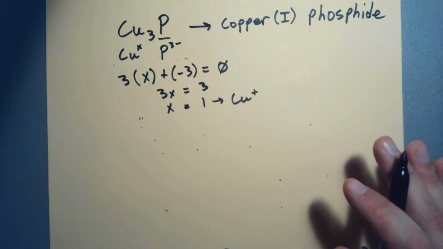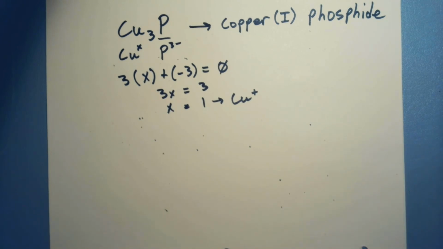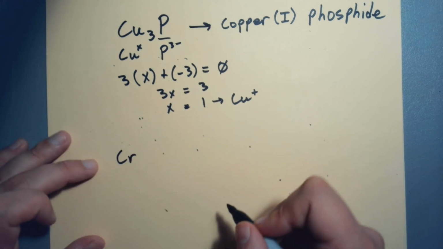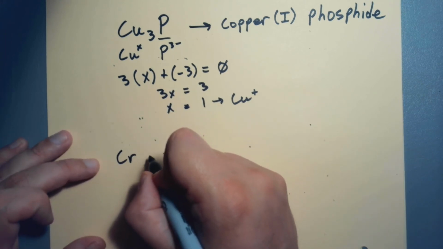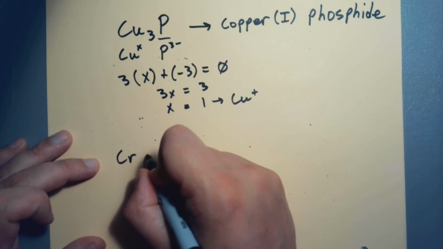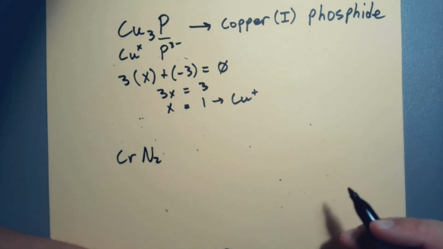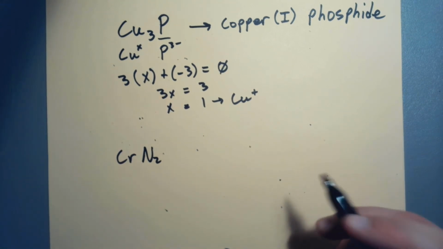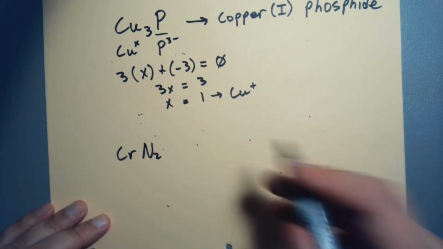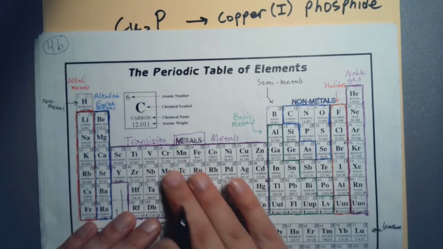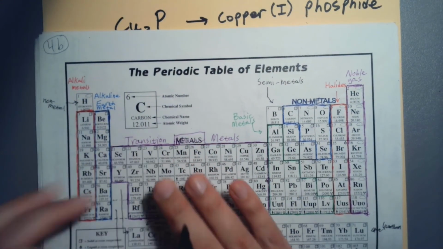All right. So we'll do one more here. We'll go CrN2. This is what we'll do. So we can sort of start to sketch this out a little bit. You're like, what is Cr? What is Cr? We look, there it is. That is chromium.